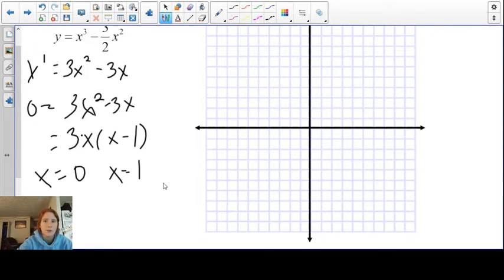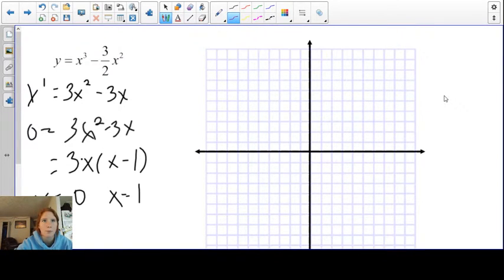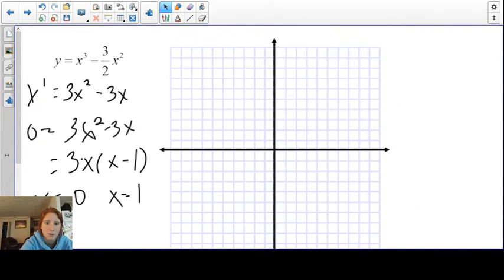Now what we need to do is find the actual coordinates for those. So we're going to go back up and plug those into the original function. I'm going to write it over to the right over here. Move my graph over so I have more writing room.